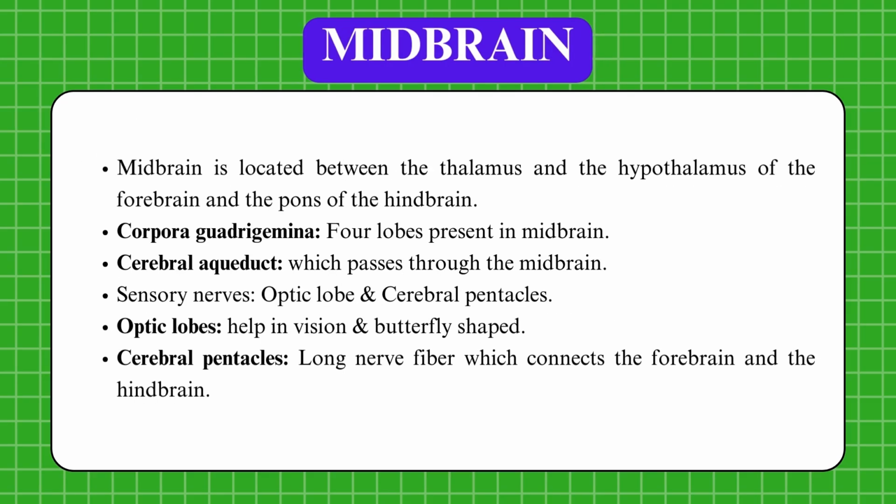Midbrain. Midbrain is located between the thalamus and the hypothalamus of the forebrain and the pons of the hindbrain. Corpora quadrigemina. 4 lobes present in midbrain. Cerebral aqueduct, which passes through the midbrain. There are 2 sensory nerves, namely optic lobe and cerebral peduncles. Optic lobes help in vision and are butterfly-shaped. Cerebral peduncles, long nerve fibers which connect the forebrain and the hindbrain.